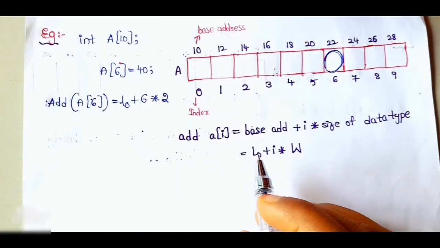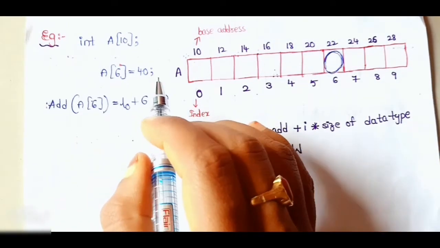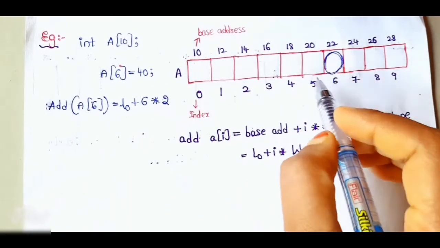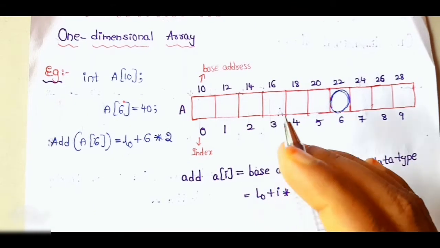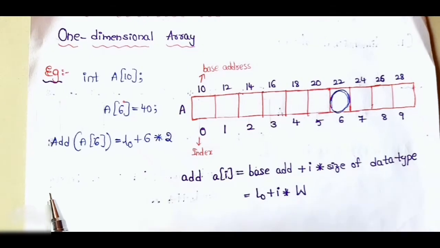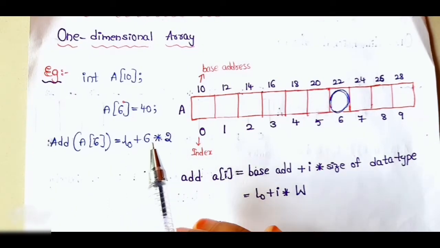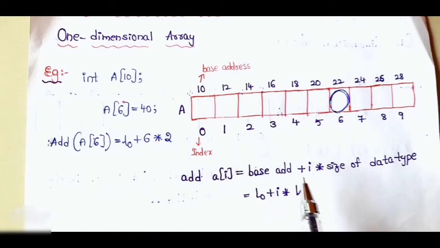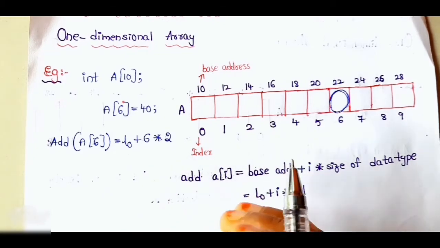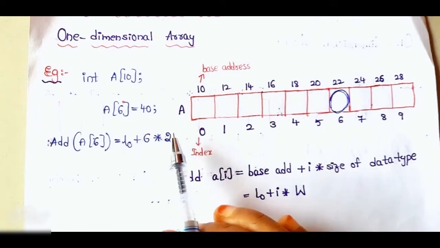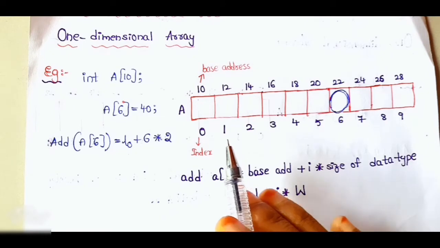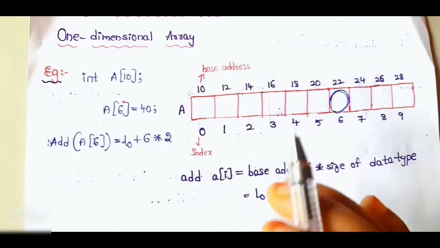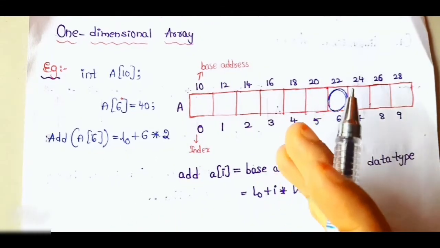Now I want to find the element A of 6 equal to 40. In that address, the value 40 will be stored. So how can I find the address of that element? Address of A of 6 equals, apply the formula: L0, that is the base address, plus I, which is the element whose address you want, that is 6, into the size of the data type. So this is the formula for a one-dimensional array.